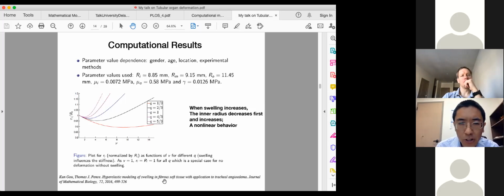The parameters are also not fixed. They depend on gender, age, location, and also experimental methods. So it's very different. We just use some typical ones.